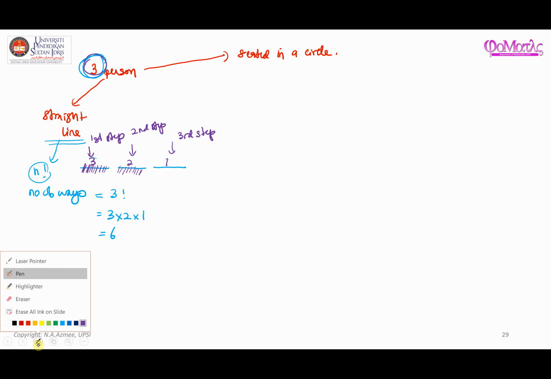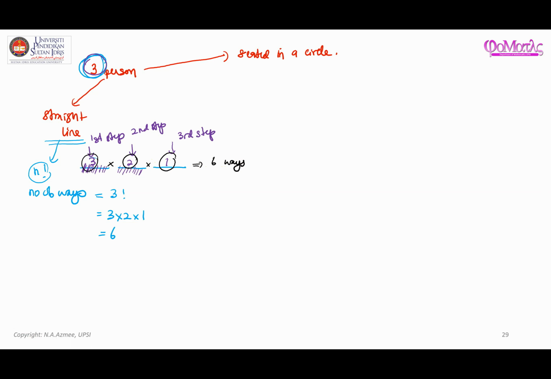And according to the idea of the basic counting rule, what you can do is just multiply this number with this one and with this one, and you will get 6 ways of arranging 3 persons to be seated on a straight line. So there are 2 ways of approaching this problem. You can either think about it using the basic counting rule, or you can just straightforwardly apply this formula, which is n factorial.